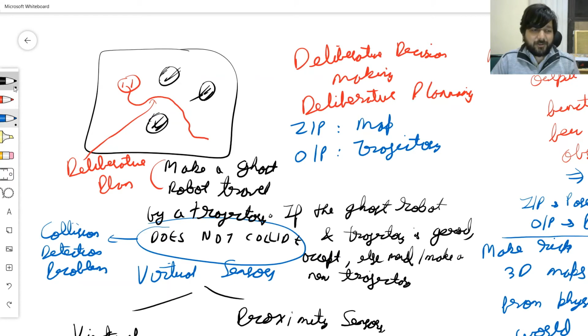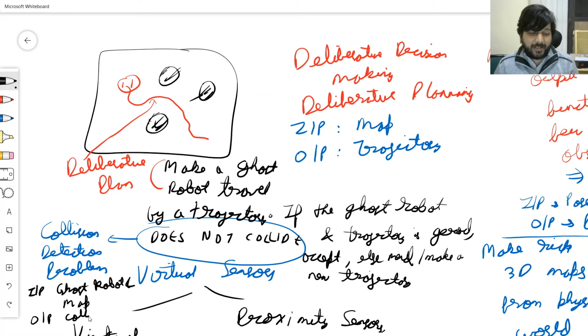So the collision detection problem: the input is the ghost robot and map, and the output is whether it collides or not. So let's discuss the two problems. The first one is what is the collision detection problem. So let's discuss the collision detection problem over here.